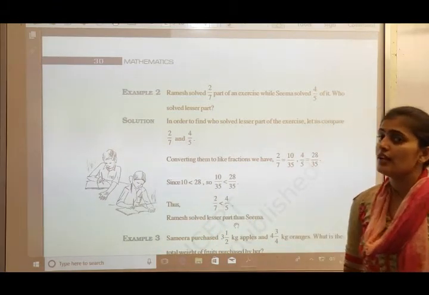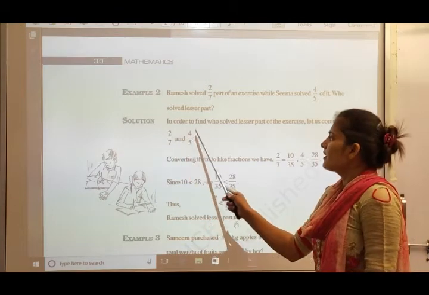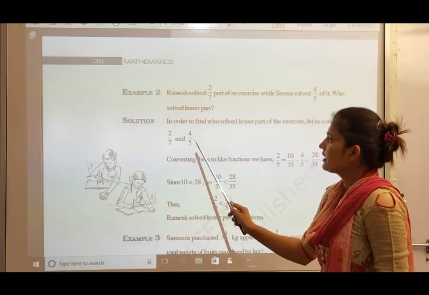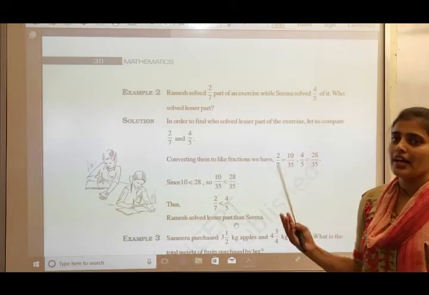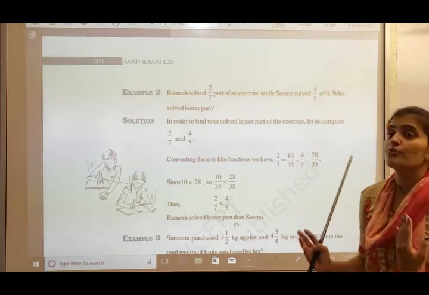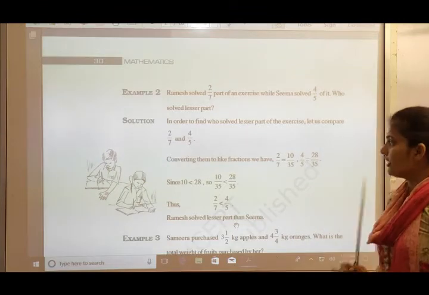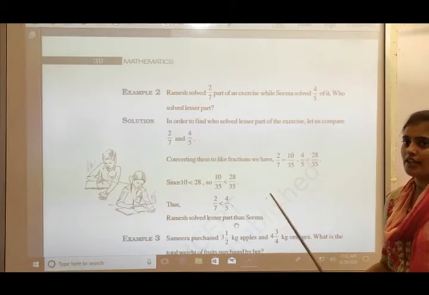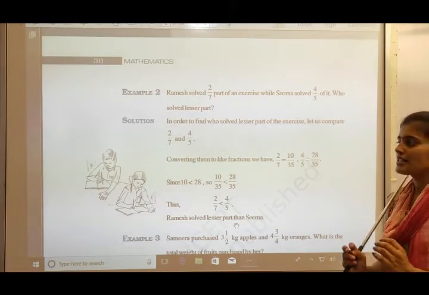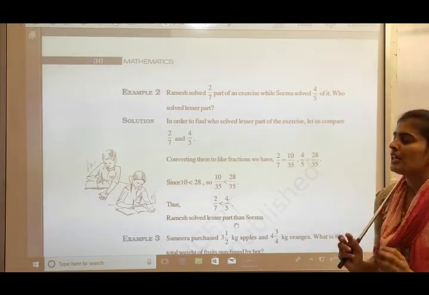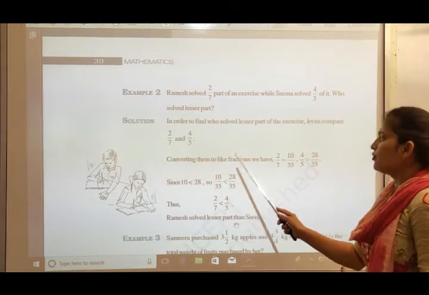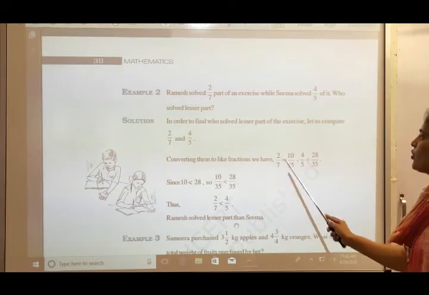Now directly you can't compare 2 by 7 and 4 by 5 because you can see the denominator here is 7 and here it is 5. Both the denominators are different. So first we have to make the denominators equal. Whenever you make the denominators the same or equal, they are like fractions. So here it is written that converting them to like fractions, we have 2 by 7.